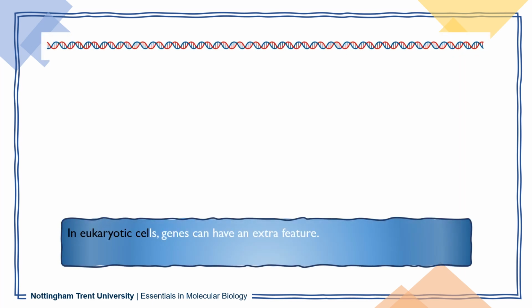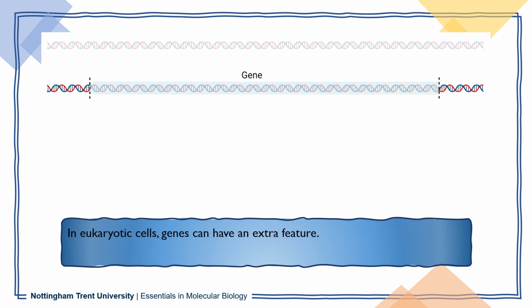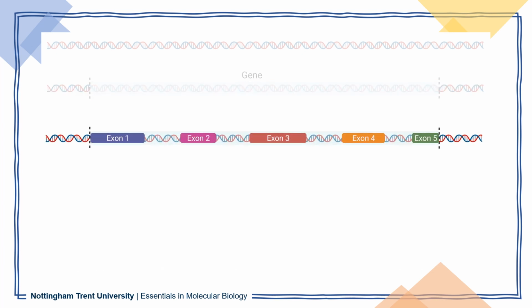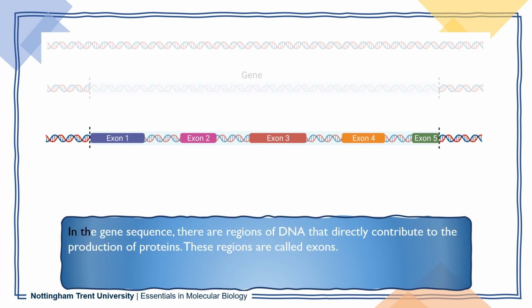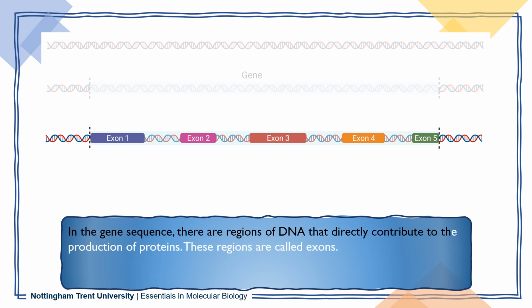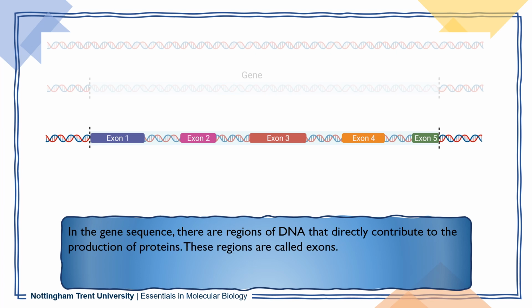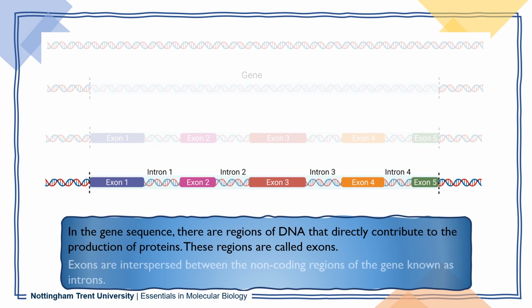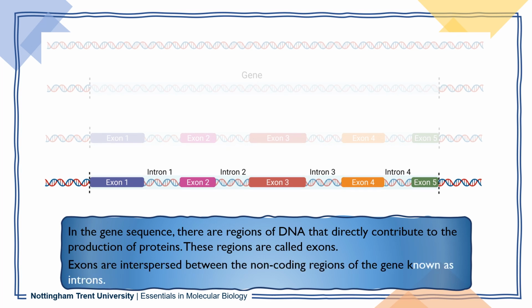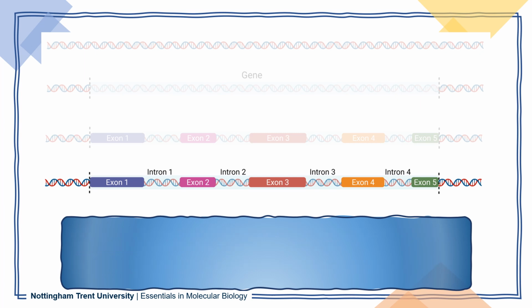In eukaryotic cells, genes can have an extra feature. Let's have a closer look at a typical eukaryotic protein-coding gene. In the gene sequence, there are regions of DNA that directly contribute to the production of proteins. These regions are called exons. Exons are interspersed between the non-coding regions of the gene known as introns.